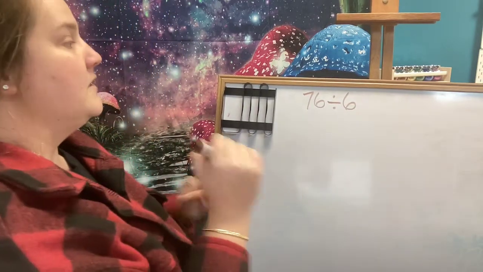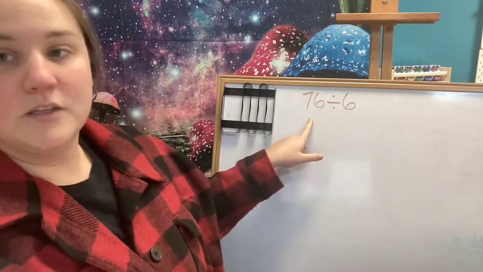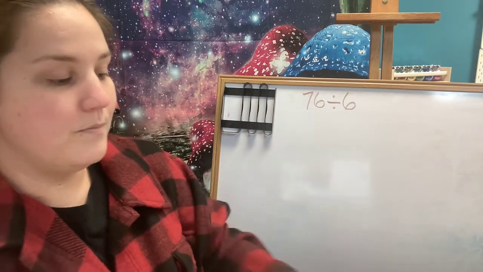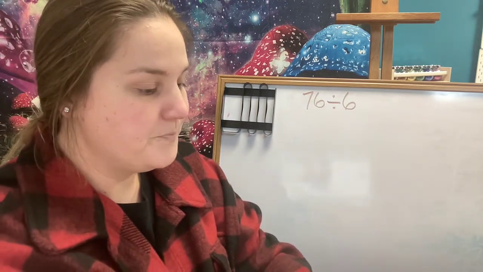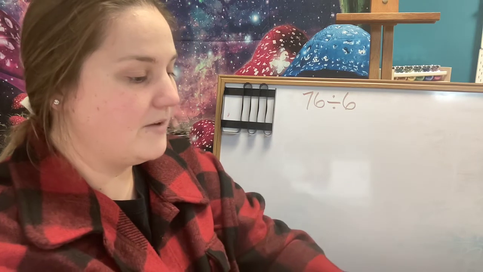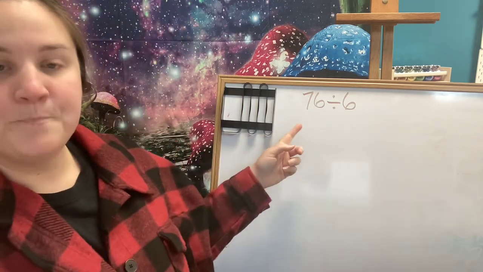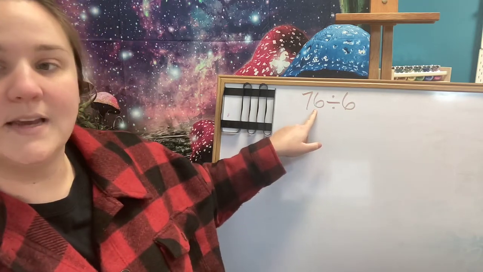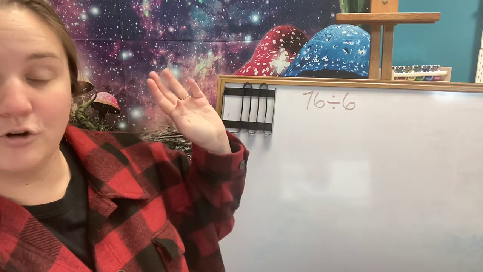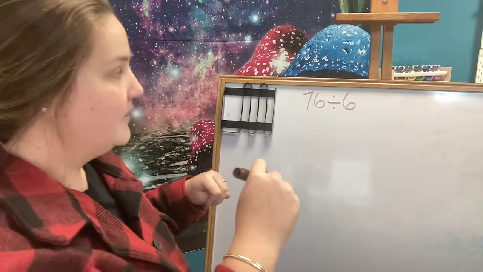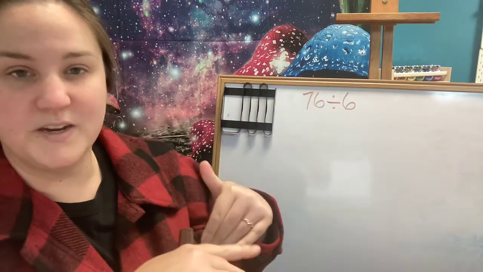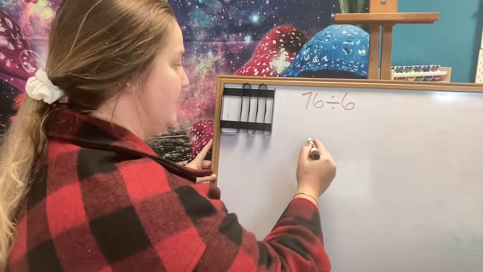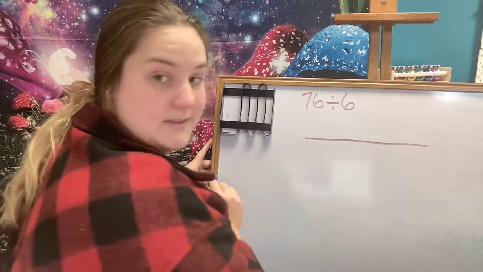Perfect. So what you want to do is first look at this larger number. The larger number is going to tell you how many boxes to draw. For example, 76 has two place values, right? It has a ones and a tens. So that means we need to draw two boxes. I usually like to draw the first box larger because it usually represents a larger number. So two boxes. I'm going to draw it like this.